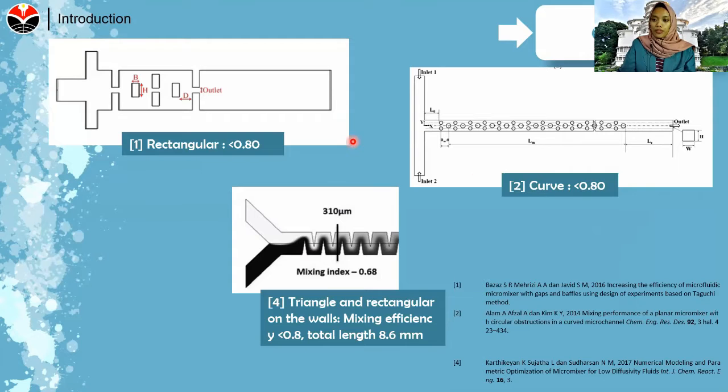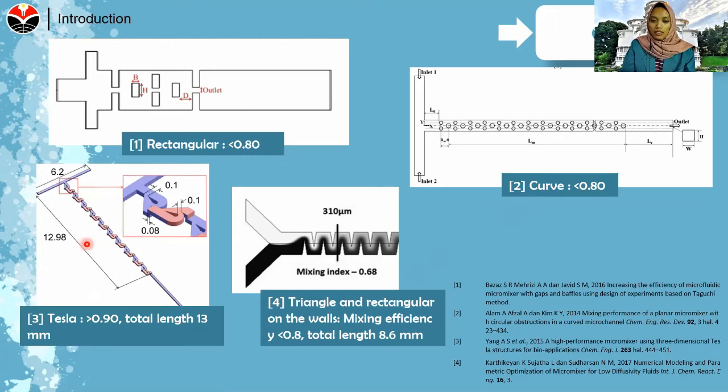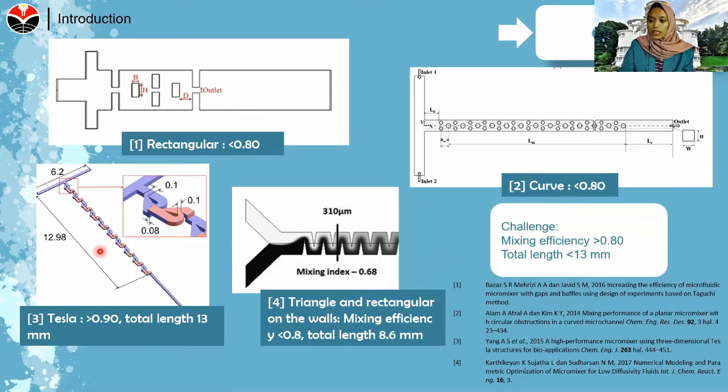This is the previous research: rectangular obstacle, curved obstacle, triangle, and rectangular on the wall obstacle. All of that research had mixing efficiency under 0.8. But this is a Tesla obstacle, resulting in mixing efficiency of more than 0.9, but the total length is 13 mm. So the structure is not optimum because it is difficult to apply to the LOC system. The challenge for this study is a mixing efficiency of more than 0.8 and a total length under 13 mm.